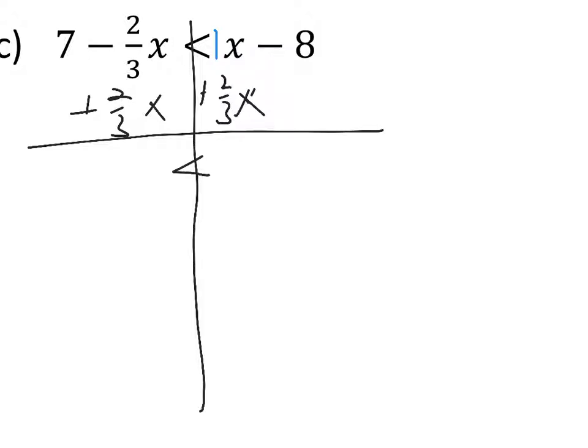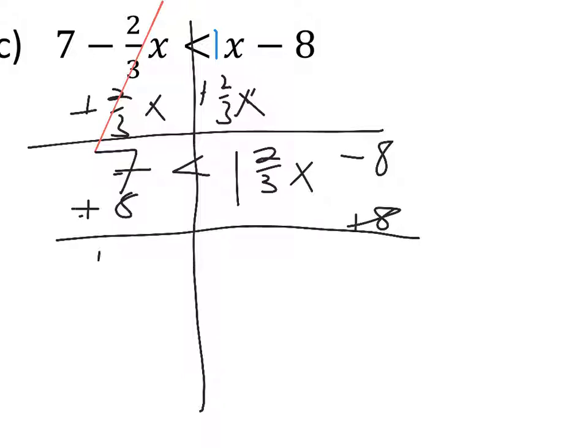My symbol stays the same. These cancel. So I'm left with 7, nice and easy on the left. And on the right, I am left with 1 and 2/3 x minus 8. So I'll do one step at a time. I'm going to add 8 to both sides.